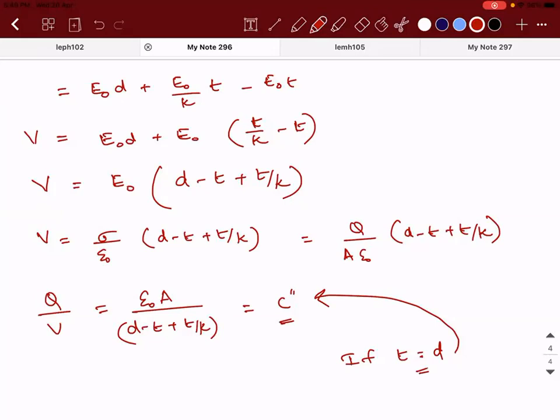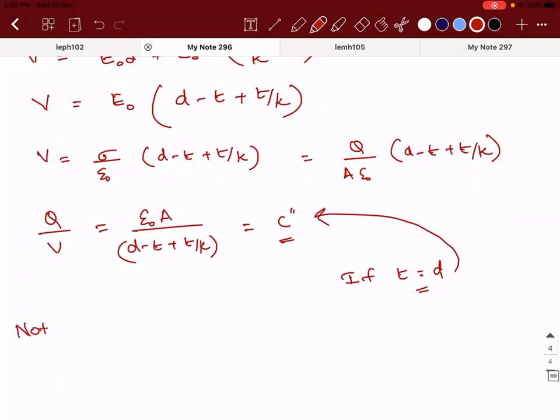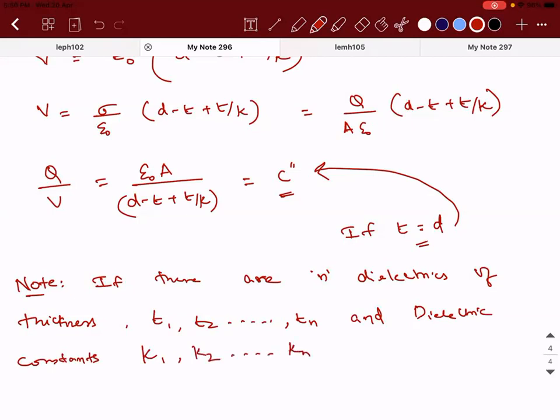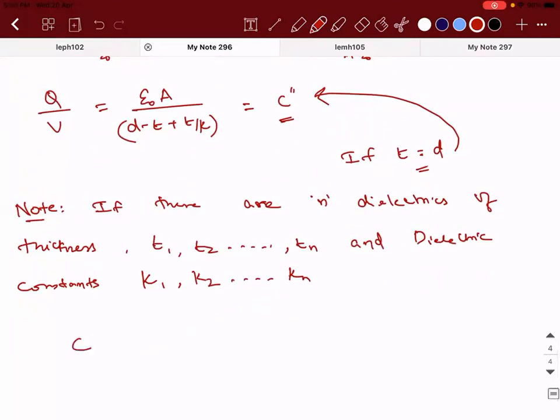Now you can make a note. If there are n dielectrics of thickness T1, T2, so on till Tn, and dielectric constants kappa 1, kappa 2, so on till kappa n, then the capacitance will be equal to, can someone guess?